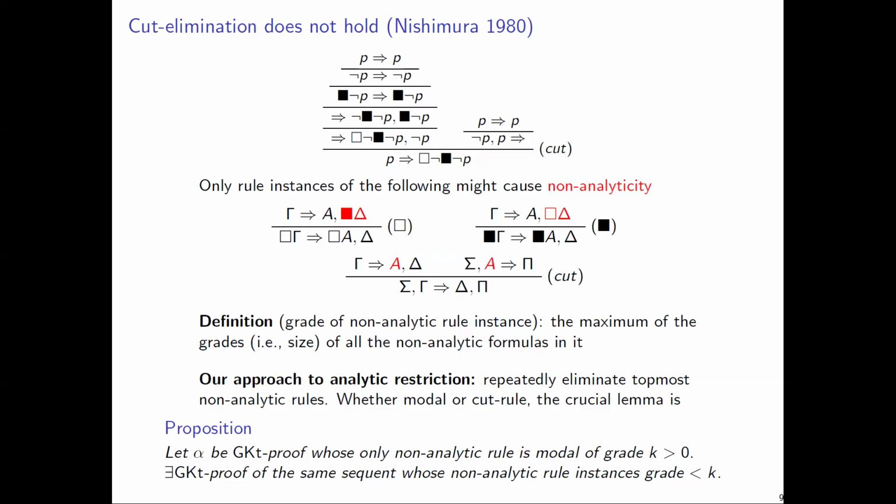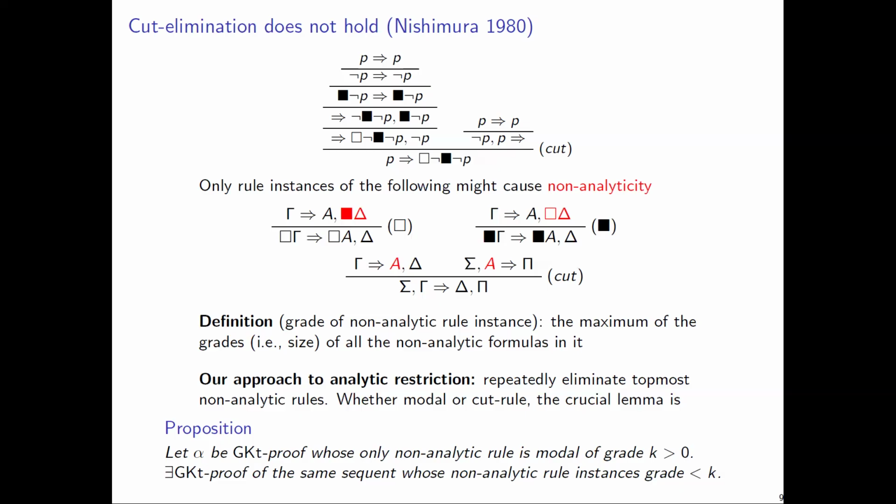So if you give me any of these rules, right? I'm going to say that the grade of non-analyticity, or the degree of how bad it is, is the size of the largest formula witnessing non-analyticity. So in the case of the cut rule, A is already witnessed. Here you must consider the formulas in black box delta and take the largest formula. That's the grade of non-analyticity.